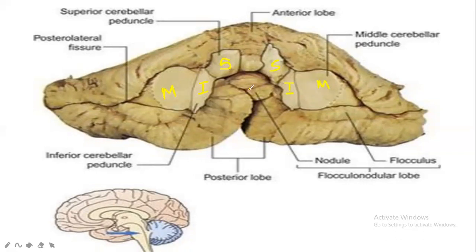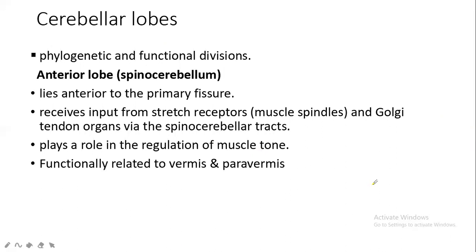Then we have structures that we actually see from the anterior view of the cerebellum. So here is the flocculonodular lobe. What we actually see is that we have a structure here, which is part of the vermis, that is called the nodule. Then part of the hemisphere, that is called the flocculus. So joining the flocculus and the nodule, they form a lobe that is called the flocculonodular lobe. Are we together? Yes. Then the cerebellar lobes, we have phylogenetic divisions as well as functional divisions.